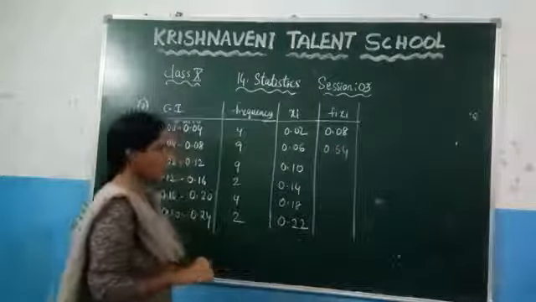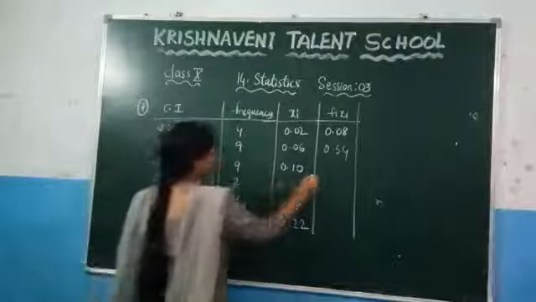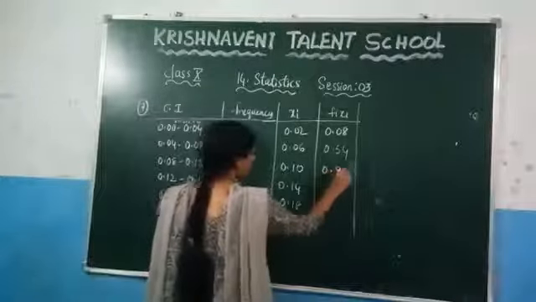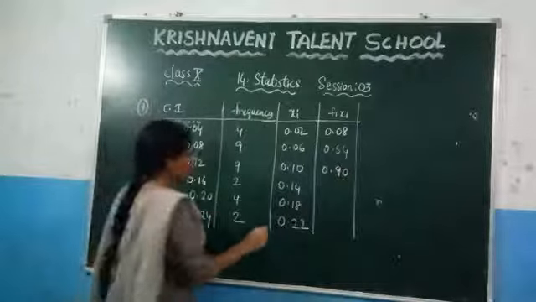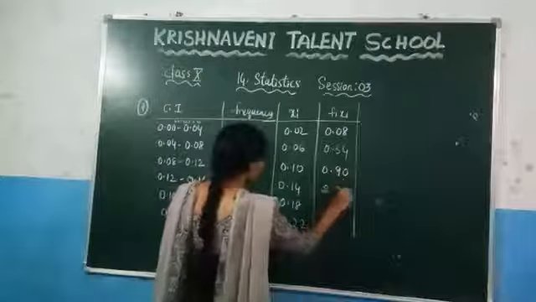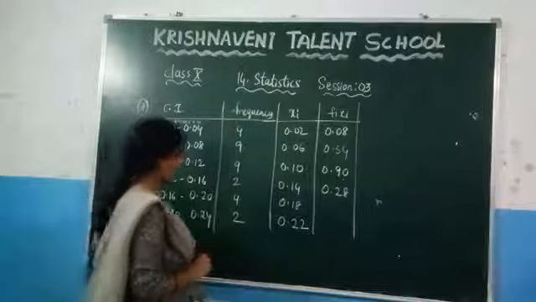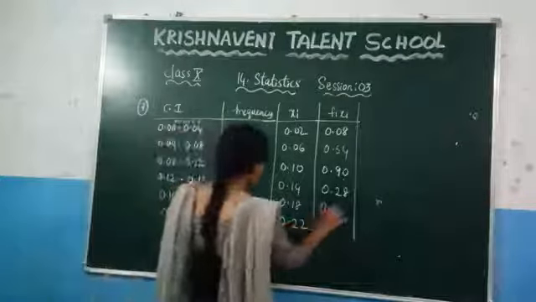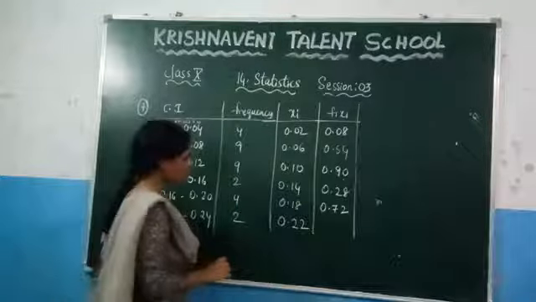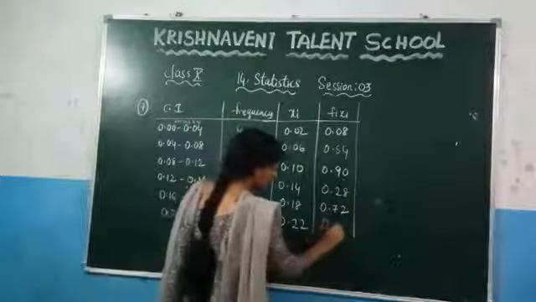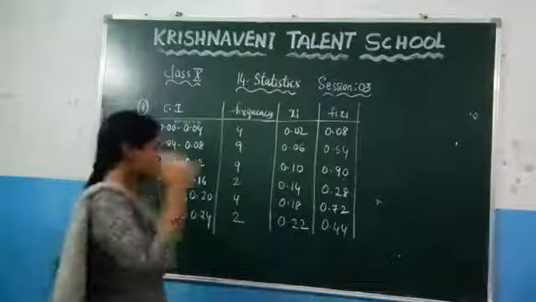And what is the value of 9 into 0.06? It will be 0.54. And what is the value of 9 into 0.10? 0.90. And what is the value of 2 into 0.14? You will get 0.28, right? And what is the value of 4 into 0.18? It gives you 0.72. And after that, what is the value of 2 into 0.22? It gives you 0.44, right? We have just multiplied these values. So what is the next step?